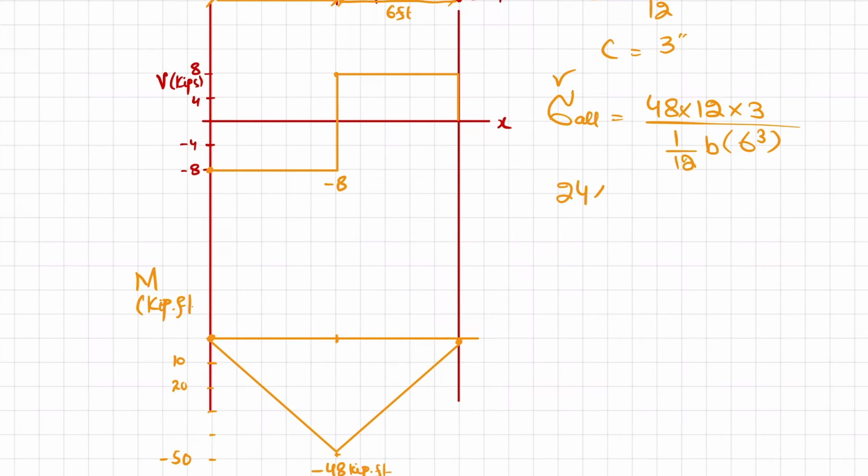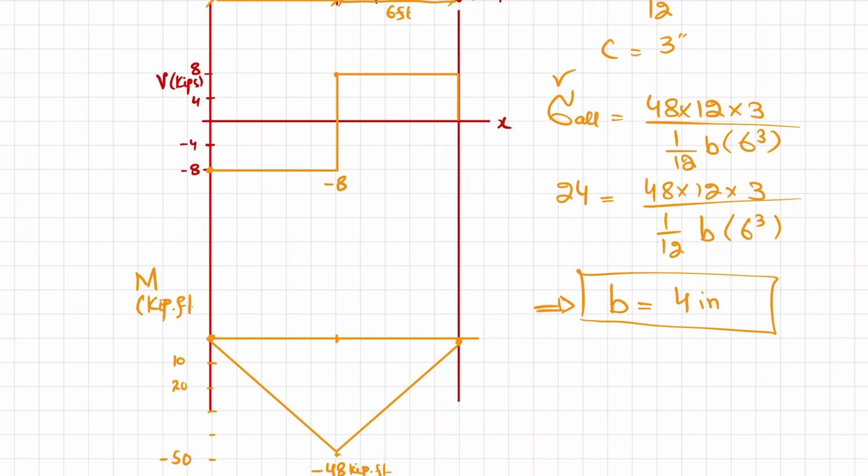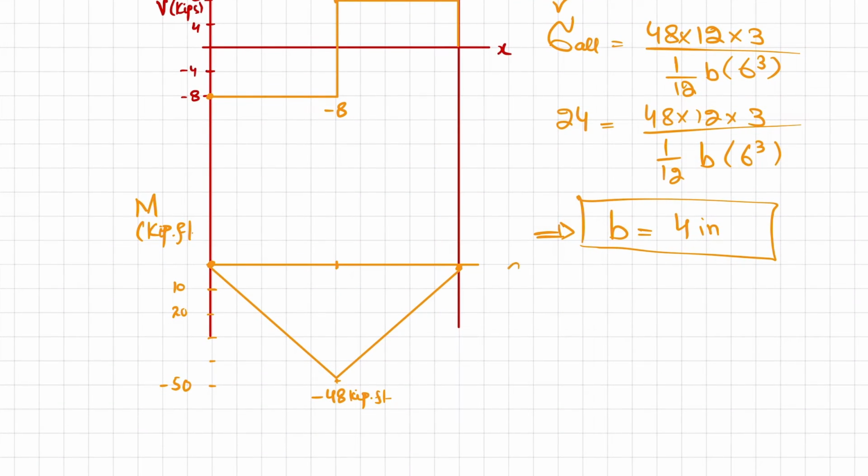Okay, 24 ksi. So 24 equals 48 multiplied by 12 multiplied by 3 divided by 1 over 12 B into 6 cube. When you solve it, you will get B equal to 4 inch. So this is the minimum width of the beam. Now how will you ensure this? For that you have to check the shear. As we know, the maximum shearing stress is equal to V into Q divided by I into thickness t. Here the thickness is B.